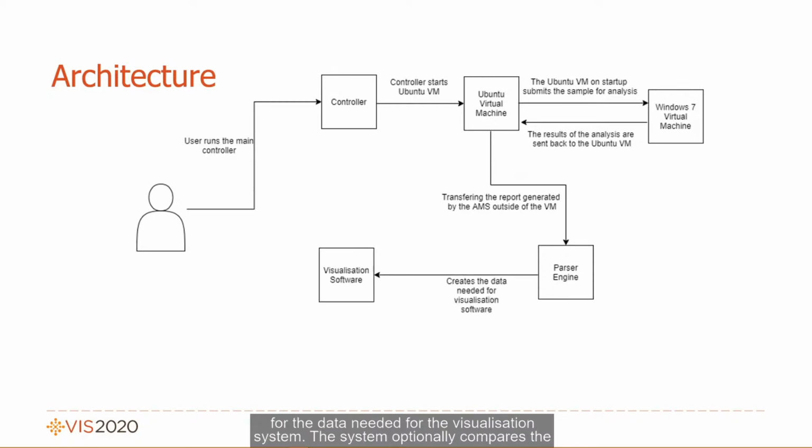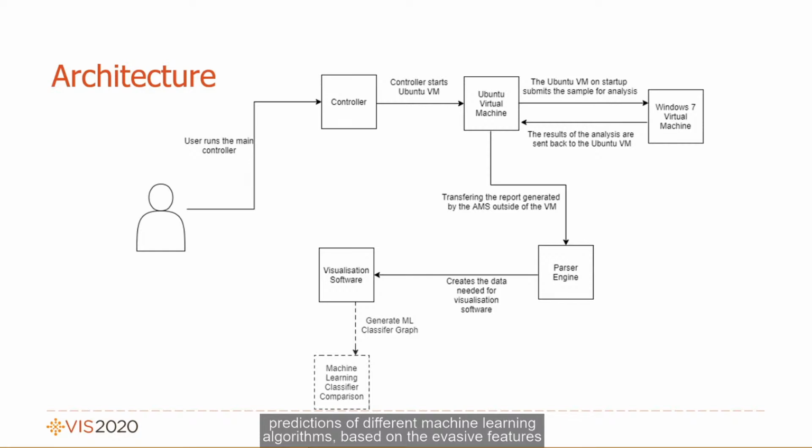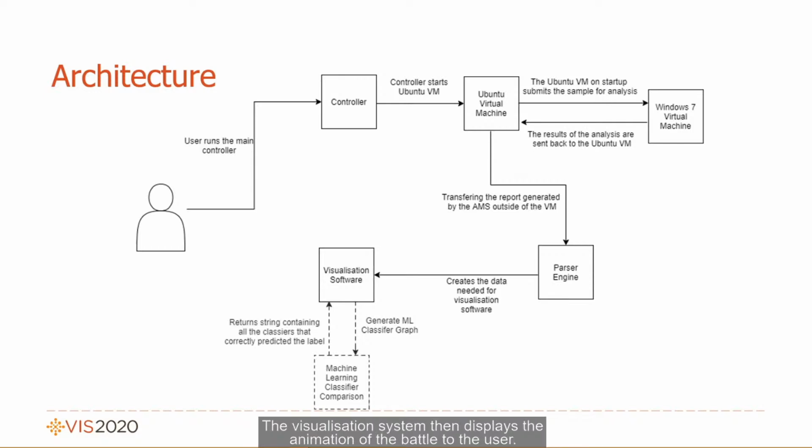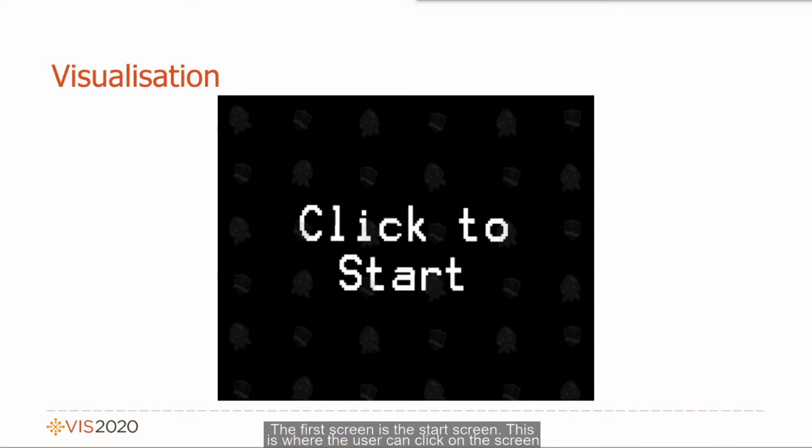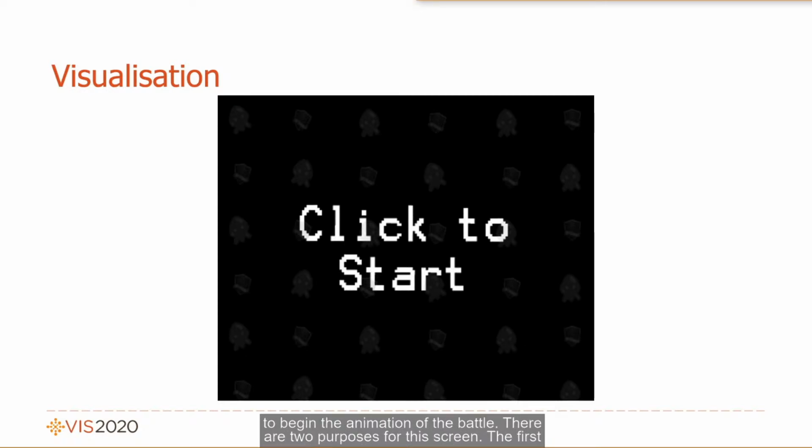The system optionally compares the predictions of different machine learning algorithms based on the evasive features the malware exhibits. The classification results are then displayed in a user-friendly way. The visualization system then displays the animation of the battle to the user. The visualization screen shows different aspects of the battle. The first screen is the start screen. This is where the user can click on the screen to begin the animation of the battle.